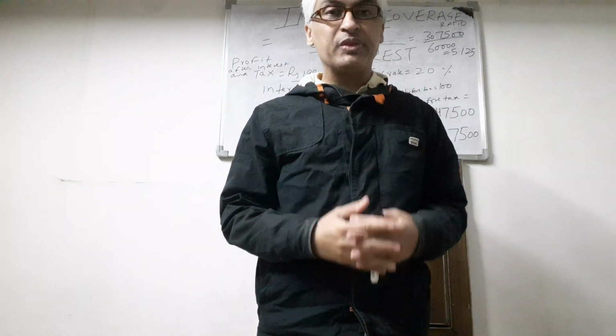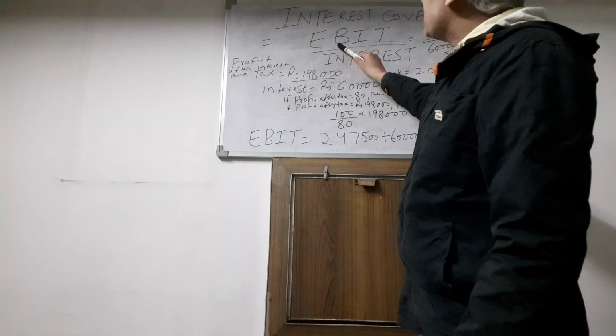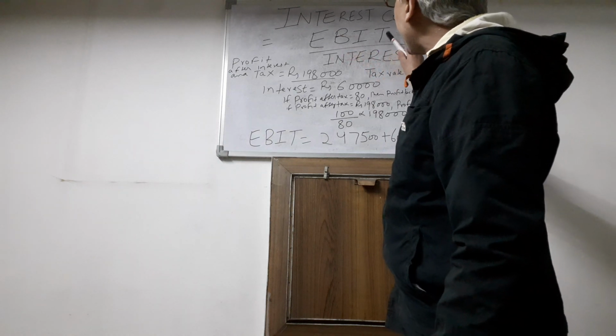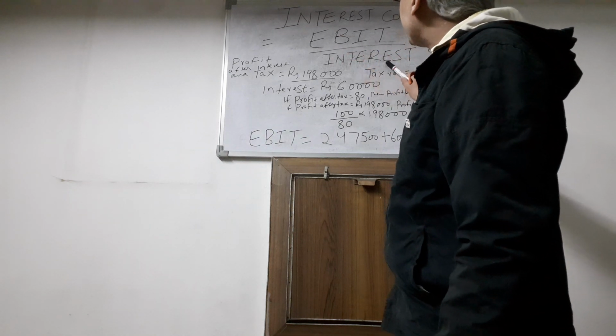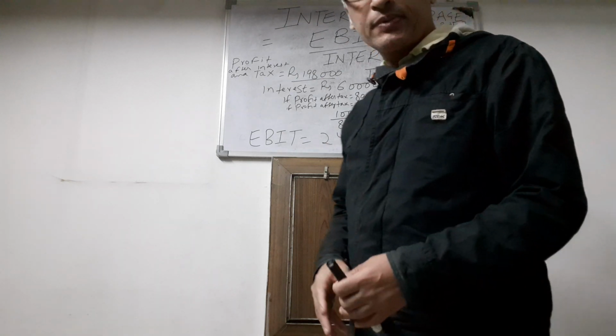Interest coverage ratio tells us about the ability of a business to pay interest on its long-term debt. Interest coverage ratio is equal to EBIT, that is earnings before interest and tax, divided by interest. This interest is on long-term debt.